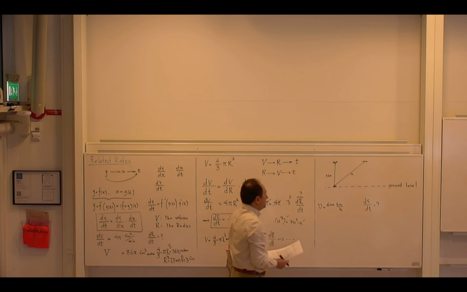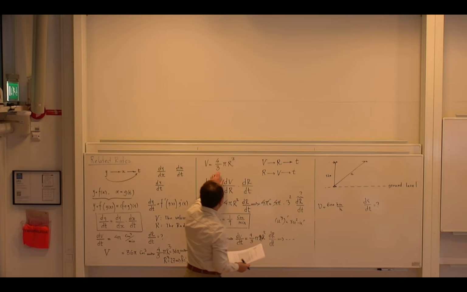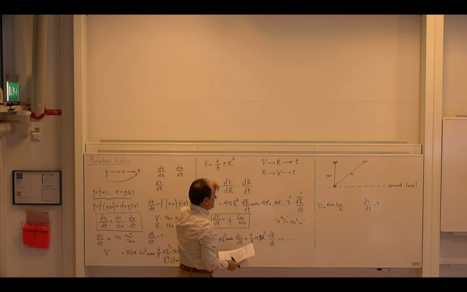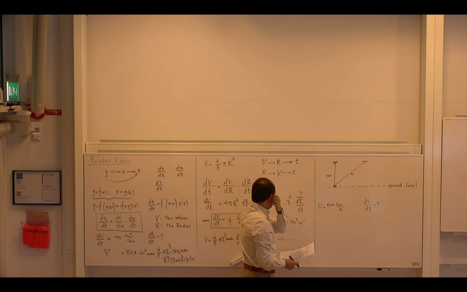So what function is that? You have to understand the function yourself. Here it was very simple: the volume relates itself to the radius using this formula. But here you have to be sometimes creative to find your own function. So what can I write here?